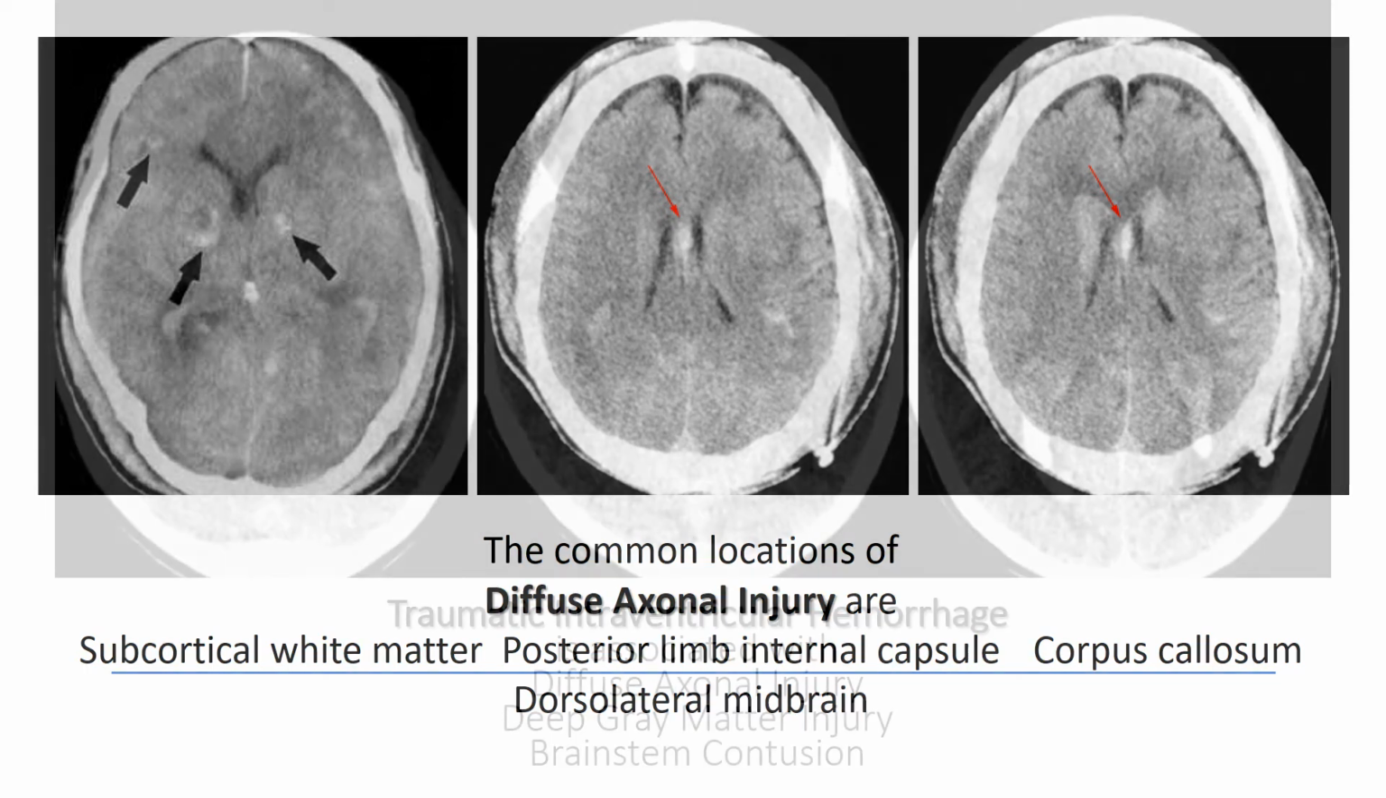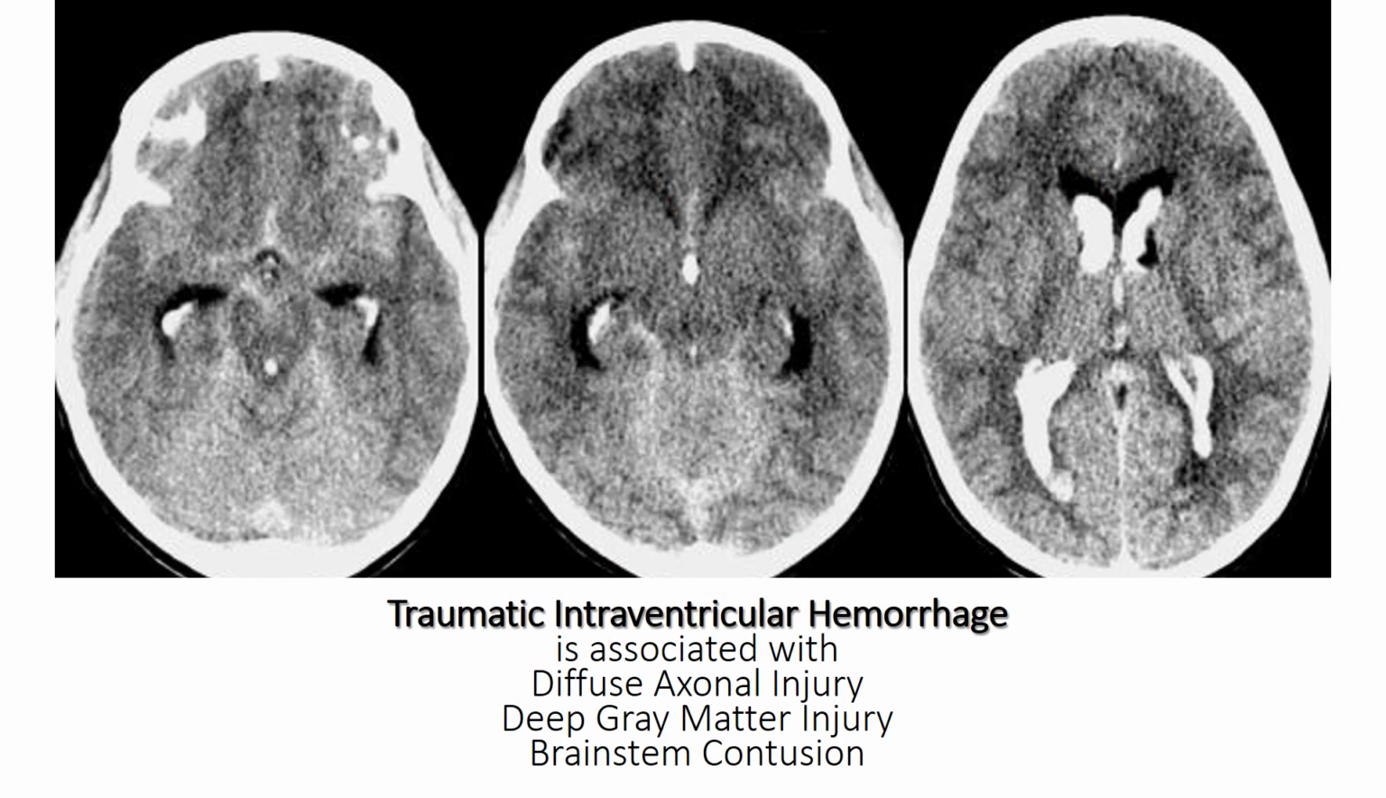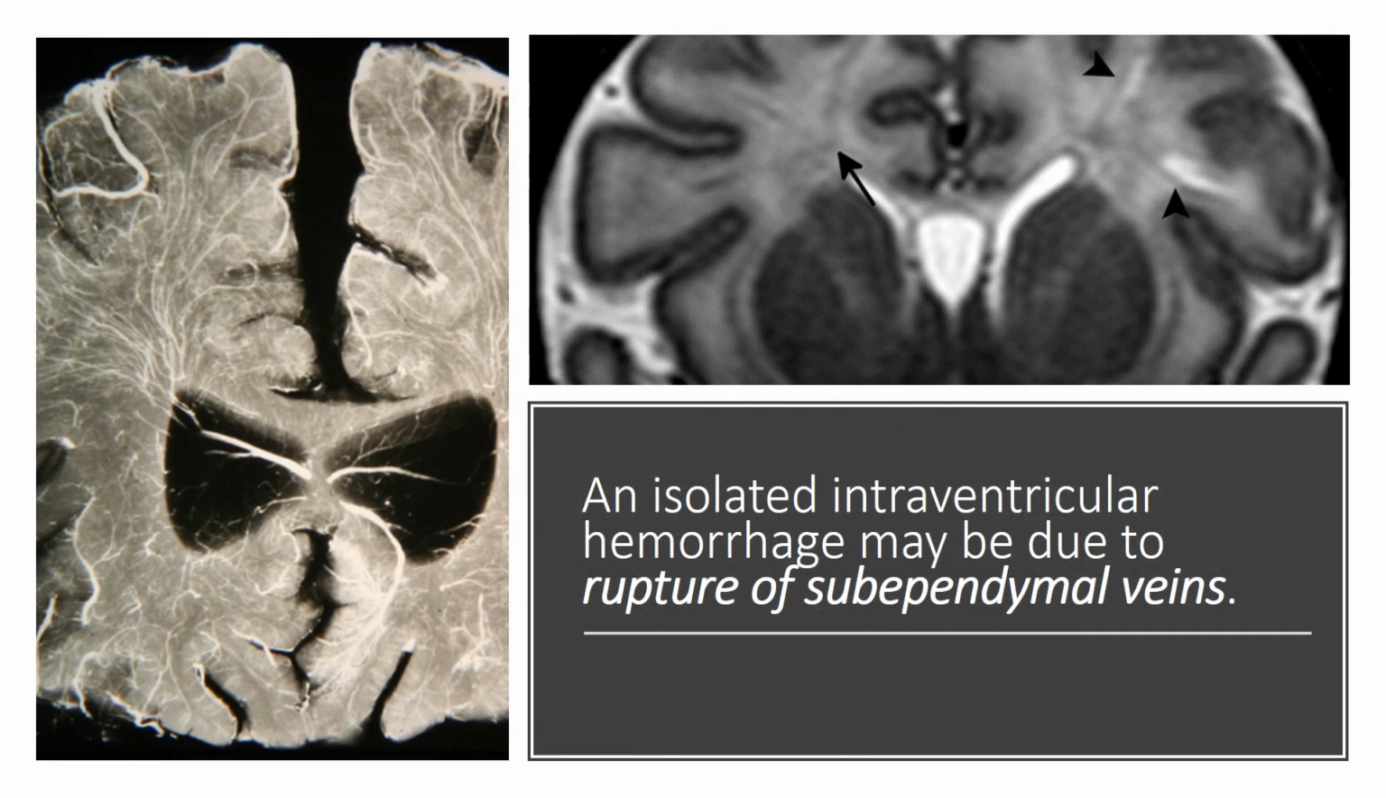Traumatic intraventricular hemorrhage is associated with diffuse axonal injury, deep gray matter injury, and brainstem contusion. An isolated intraventricular hemorrhage may be due to rupture of subependymal veins.